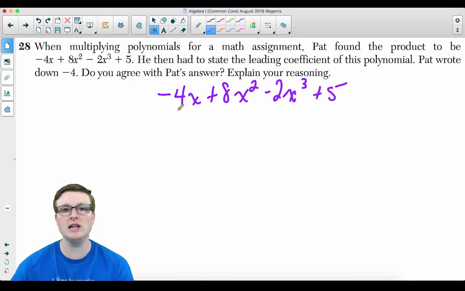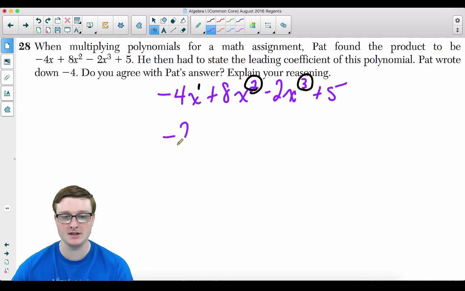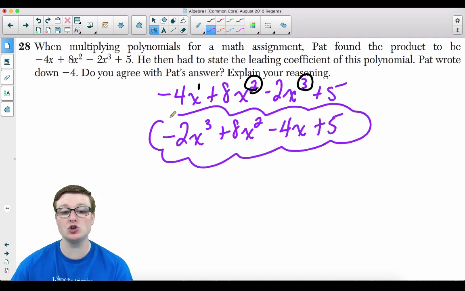You have to list your terms in descending power order every single time. So when I say descending power, you're looking at the powers of 1, 2, 3, and this technically has a power of x to the 0. So descending meaning start off with the biggest and decrease each time. This is what his answer should be in the first place. This is the correct way of writing it.